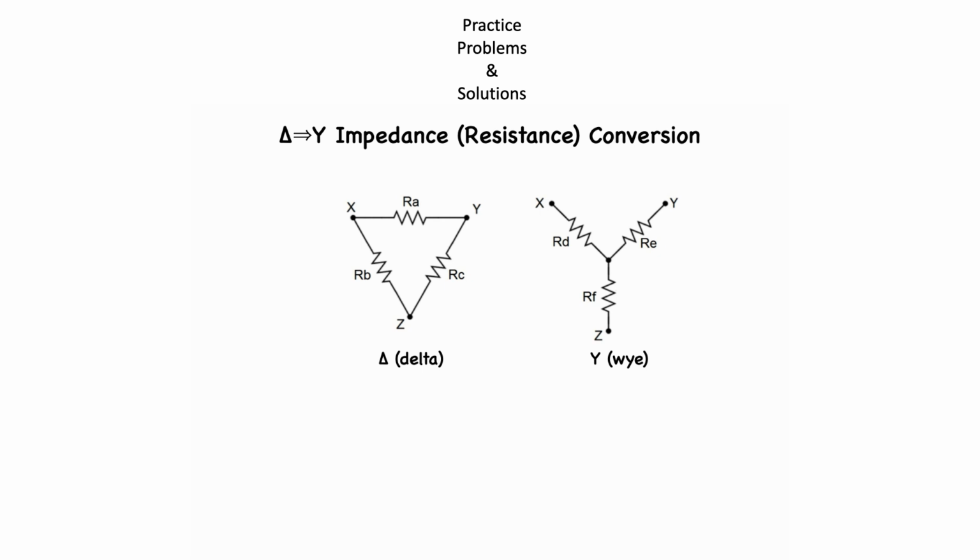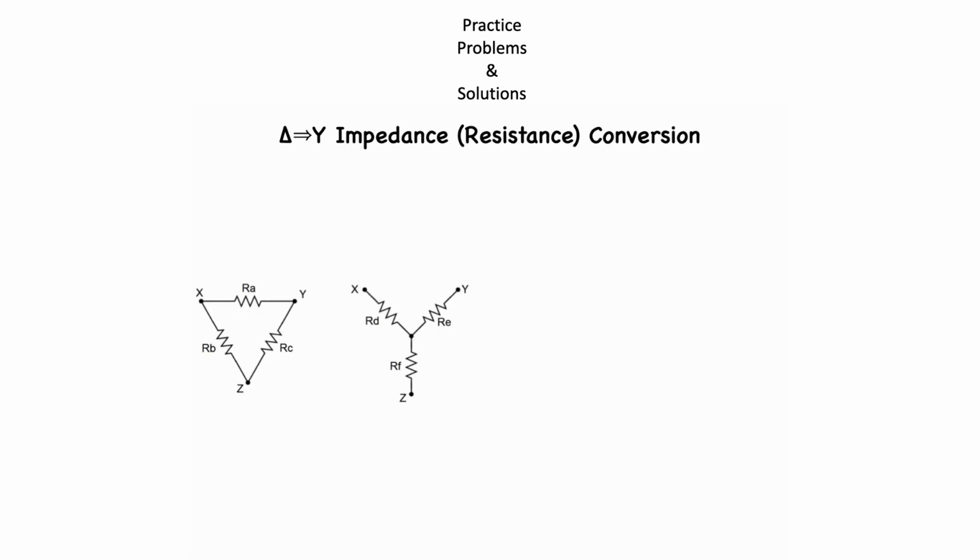Let's first look at converting a delta connected network into a Y connected three-terminal network. Delta networks are also known as pi networks, both in reference to the Greek letters which they mimic in shape, and Y networks are also known as T networks. These are shown here.